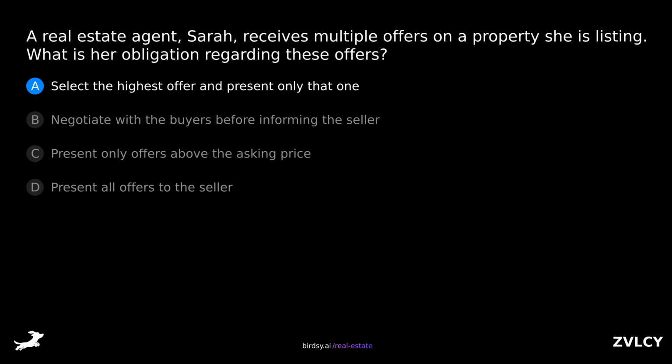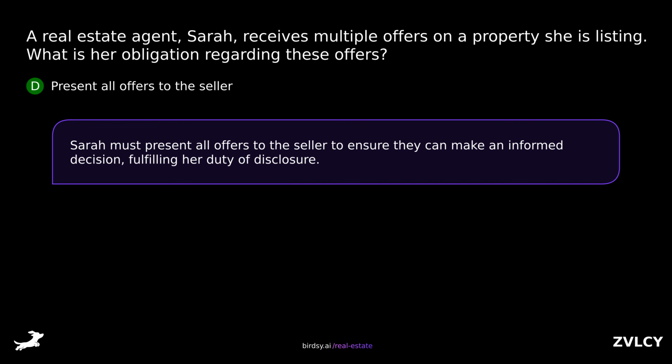Is it A, select the highest offer and present only that one? B, negotiate with the buyers before informing the seller? C, present only offers above the asking price? Or D, present all offers to the seller? The answer is D, present all offers to the seller. Sarah must present all offers to the seller to ensure they can make an informed decision, fulfilling her duty of disclosure.